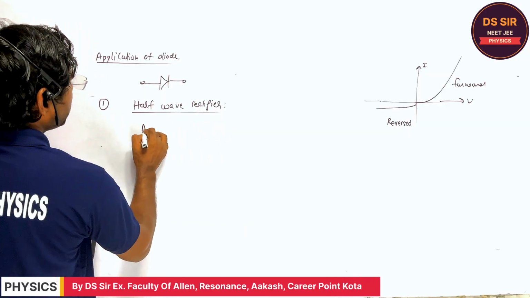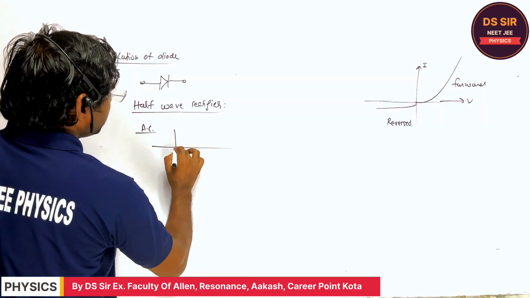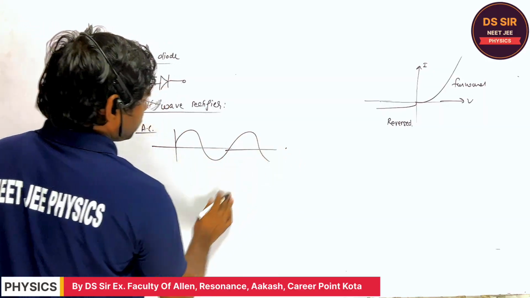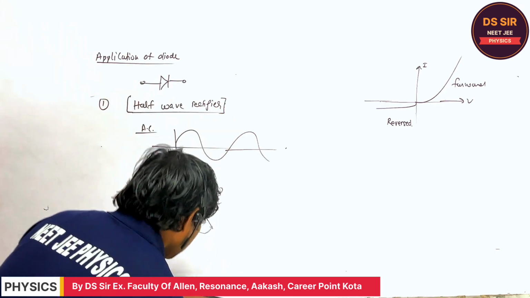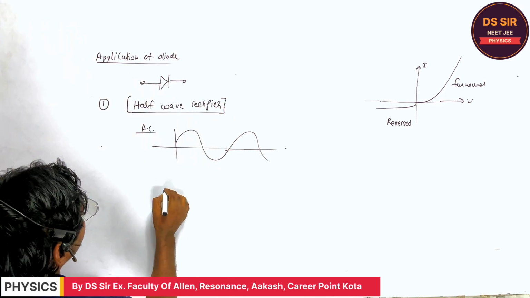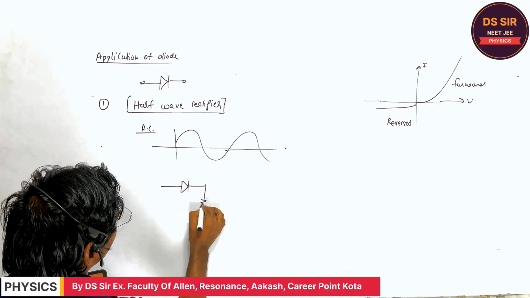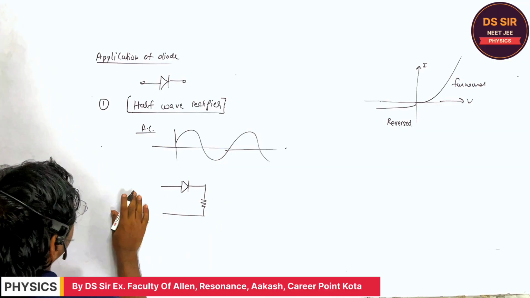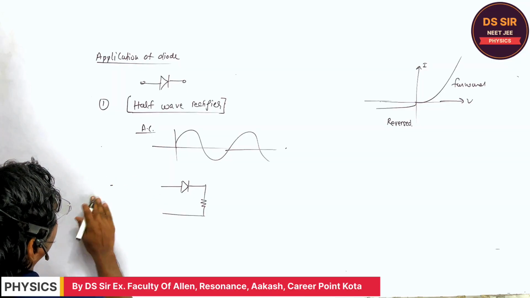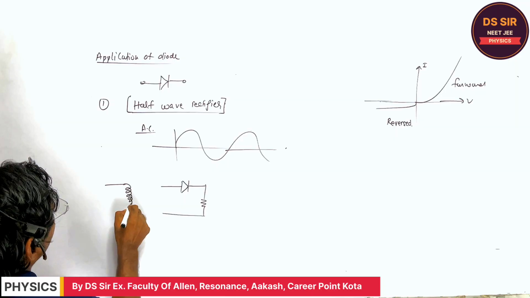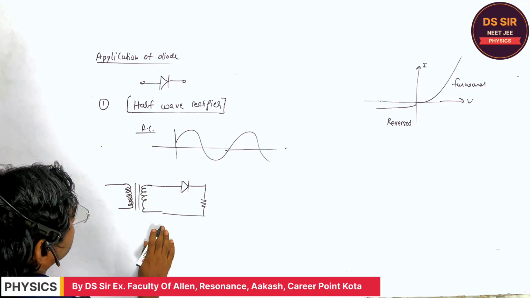What is the AC? Alternating current. Do you know the alternating current? The alternating current is like this. Are you getting or not? In the half wave rectifier, we have one diode, and it is connected to the load resistance like this, and we have the AC supply like this. This is the symbol of the transformer. Are you getting or not?